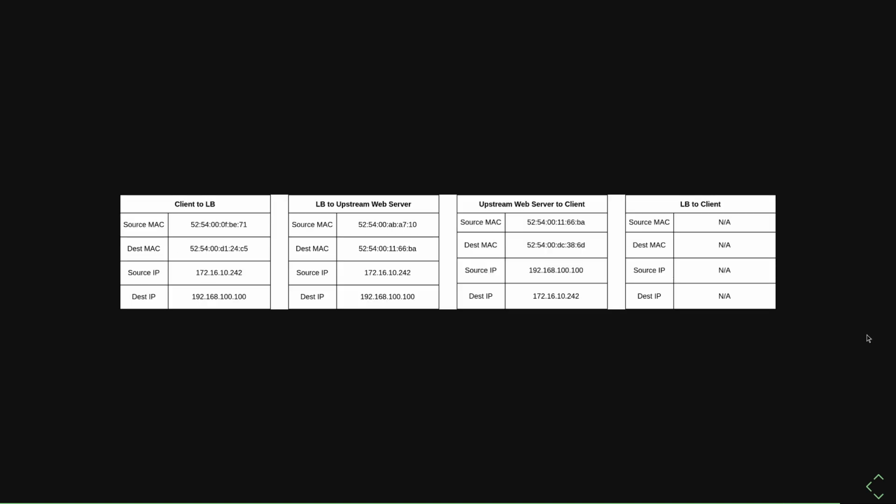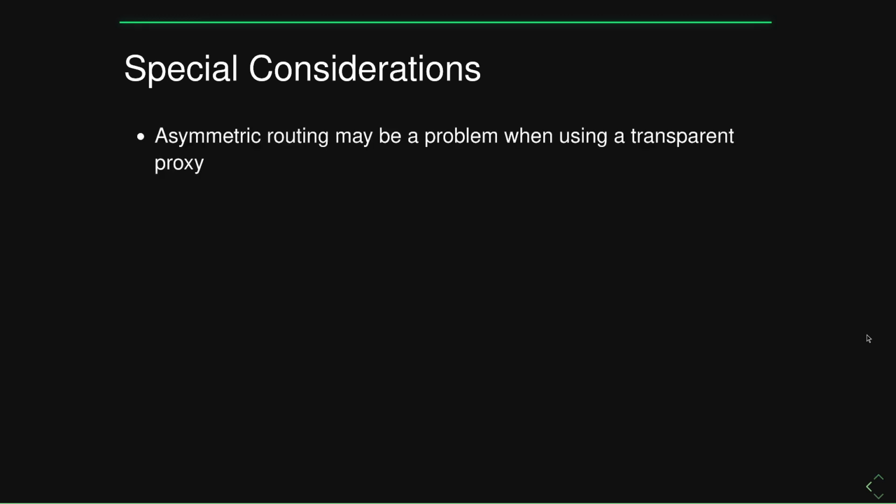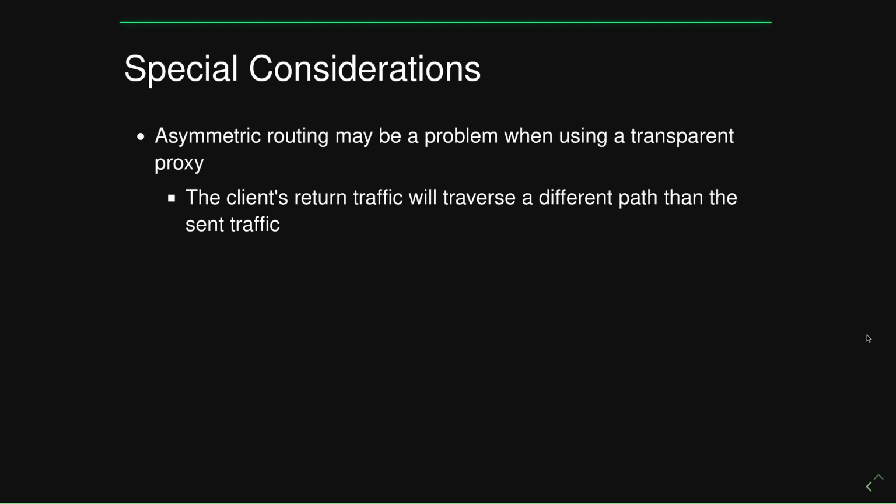And again, just to really drive this point home, here's a table with all of the addresses in it. Notice that the IP addressing remains consistent across the entire connection. Also notice that the upstream web server responds directly to the client by means of its gateway, and there is no load balancer to client traffic because the return traffic is not handled by the load balancer. Now there are some special considerations with transparent load balancing. As you may have noticed, there is an asymmetric routing problem here. The traffic coming to the web server follows a different path back to the client. That can sometimes be a problem in certain environments and is certainly worth being aware of for troubleshooting purposes. Transparent load balancing can be kind of challenging to troubleshoot. However, it is often extremely performant.